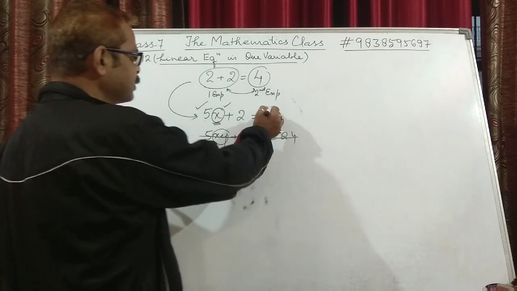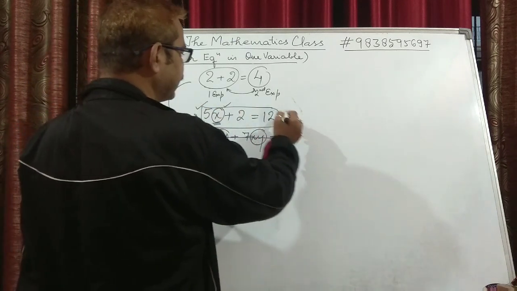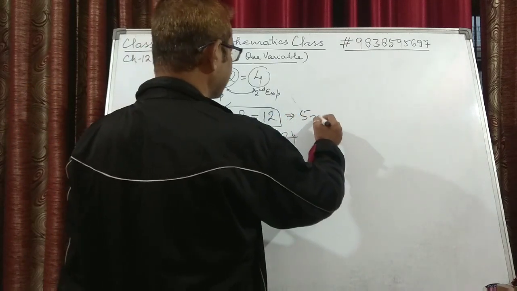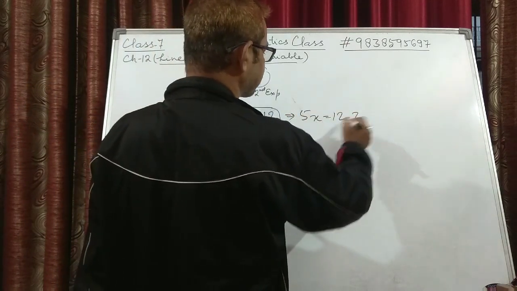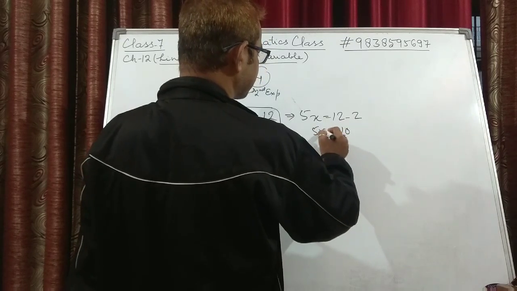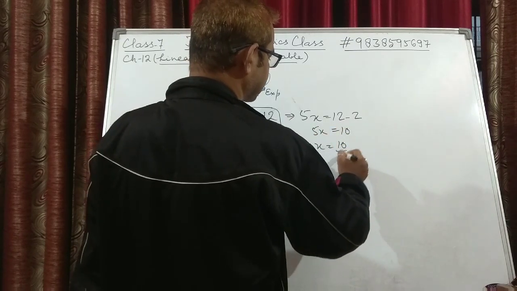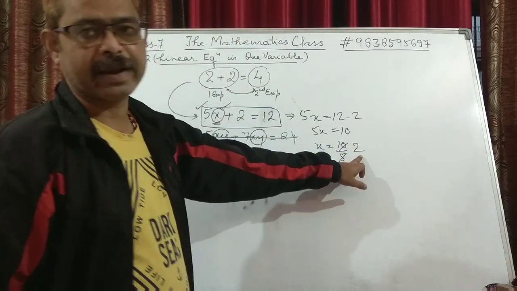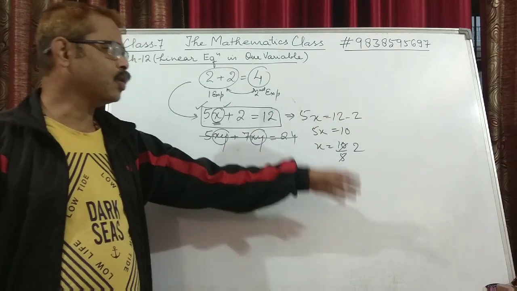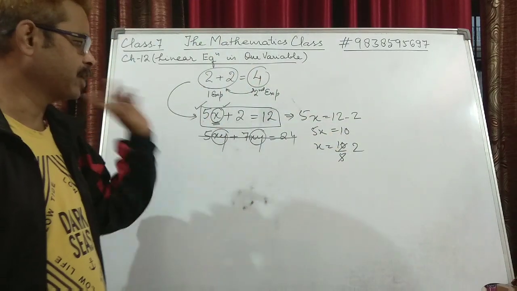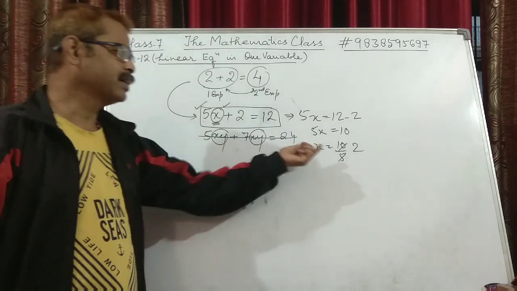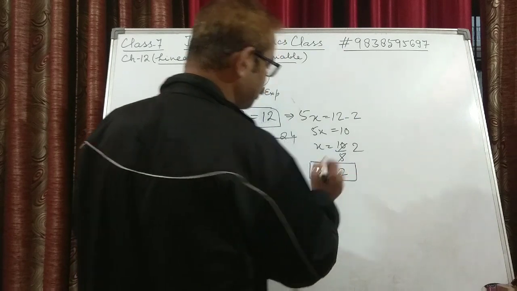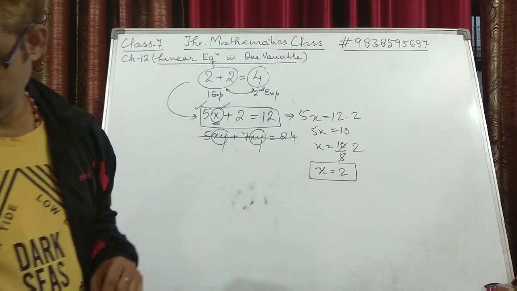Now when we solve this equation and we get a value of the variable, suppose 2 goes to this side, this will become 5x is equal to 12 minus 2, that is 10. 5x is equal to 10. So x is equal to 10 upon 5, that is 2. So this numerical value is true for x. Therefore, this x is equal to 2 is known as the solution of the linear equation.